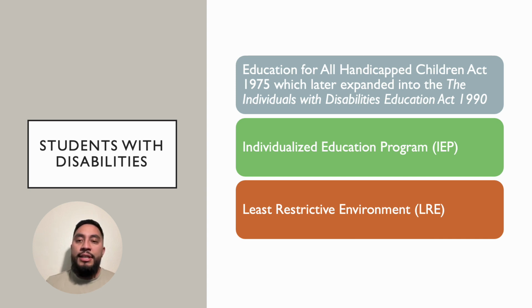And additionally, they have less restrictive environments where they can thrive as any mainstream student would. And additionally, we have an Individualized Education Program which helps students meet their specific needs. This is done more at a teacher level with appropriate consideration from school psychologists and parent involvement.